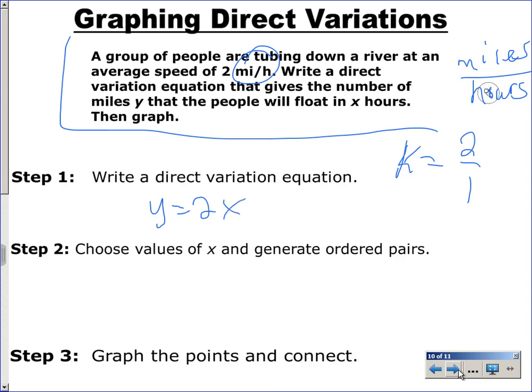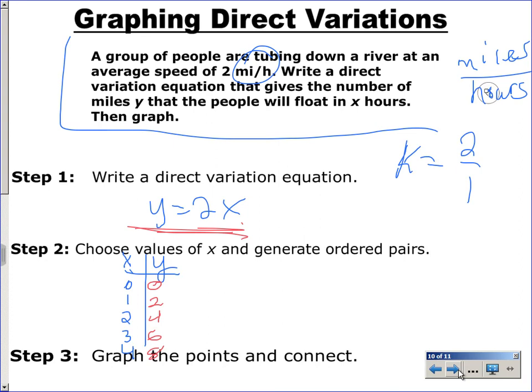Okay, so now choosing the values of x and generating ordered pairs. There is my table. I have an X and a Y. We're talking about time. X is time in hours. We can't go back in time, so we only pick positive values. Okay, for this function right here, we can do this in our head. So 2 times the value of 0, 2 times 0 is 0. 2 times 1 is 2. 2 times 2 is 4. 2 times 3 is 6. 2 times 4 is 8. So see, there's the increase that we expected to see.